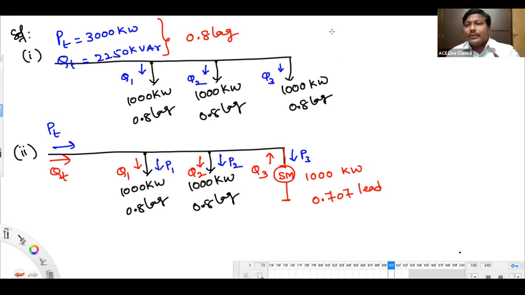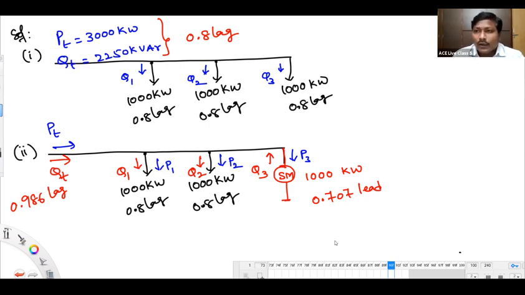See, listen now. In the first case, with 3 induction motors, we are getting power factor 0.8. In the second case, by replacing one induction motor with a synchronous motor with leading, we are getting a power factor of 0.986 lagging. Are you doing power factor improvement? Yes, we are doing the power factor improvement here.